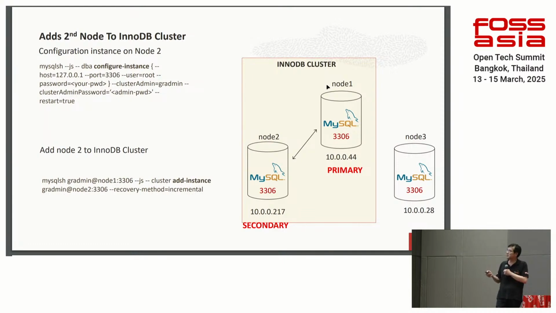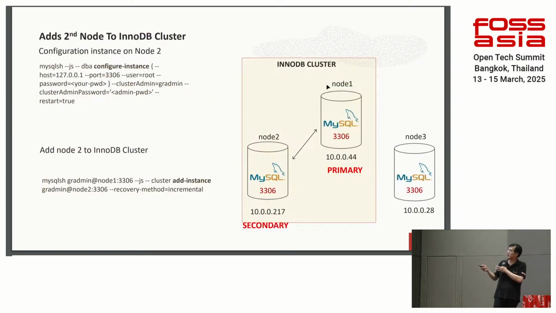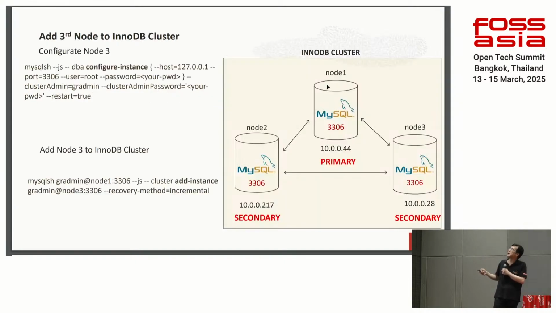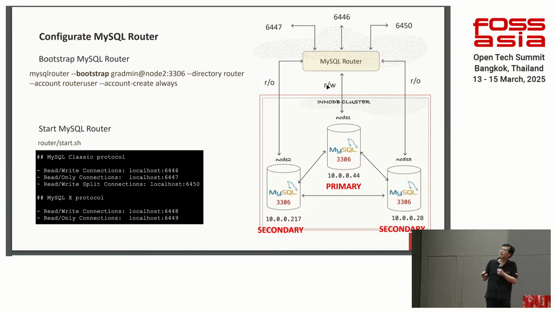And once we do the add instance twice, we can get a cluster with 3 nodes. And you can also check the status. Once we add another node, when we issue cluster status, it will show there are 2 nodes. And once we add the third node to the cluster, the status will show there are 3 nodes in the cluster, and which node is the primary, something like that.